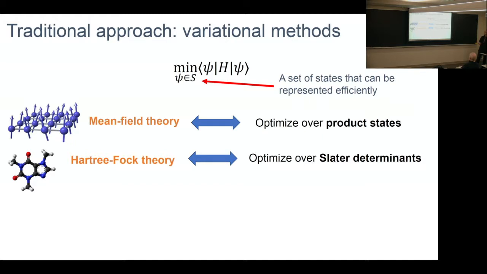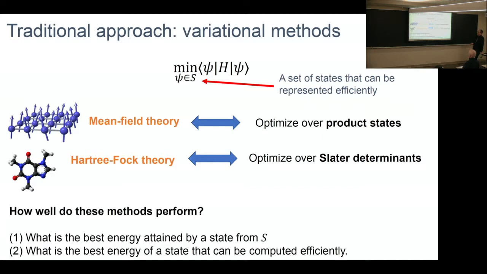And for spin systems, this is called mean field theory, and typically you would optimize over product states. For electronic structure in chemistry, this would be called Hartree-Fock theory, and there you would optimize over fermionic states called Slater determinants that I'll describe later. So this is a program that has been applied in these situations, and maybe the overall motivating question for our work is: how well do these methods perform?